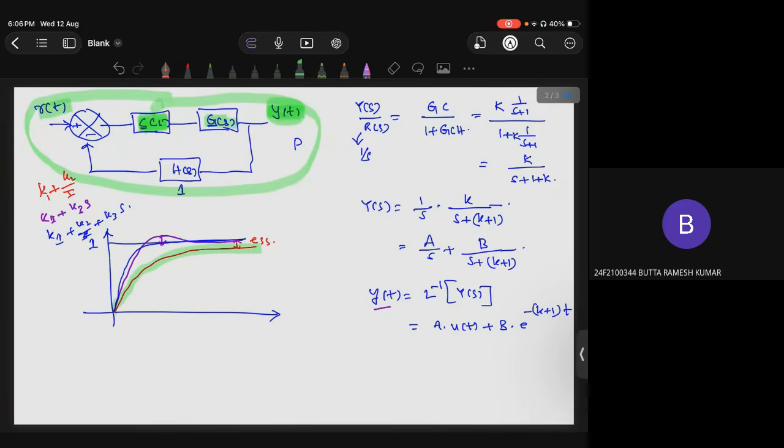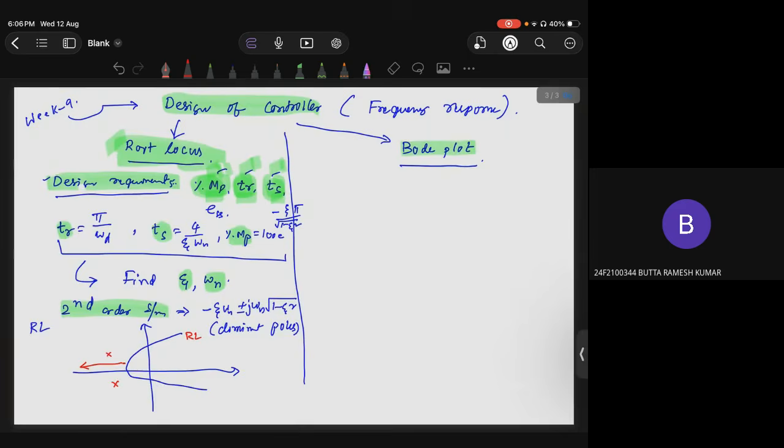If you take your controller as, let us say, a proportional controller, you have your closed loop transfer function like this. If you vary your k from 0 to infinity, for every k, what will be the pole's location? How do the poles travel when you start with k equal to 0 till k equal to infinity? That is called the root locus.